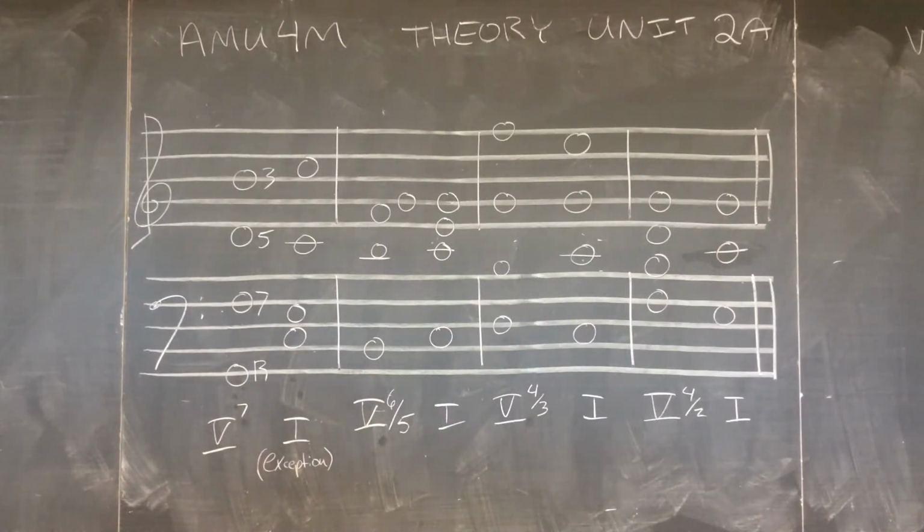And what that means is the root is going to move up or down to the closest tonic, wherever it might be. And this creates a tonic chord without a fifth, which is acceptable.